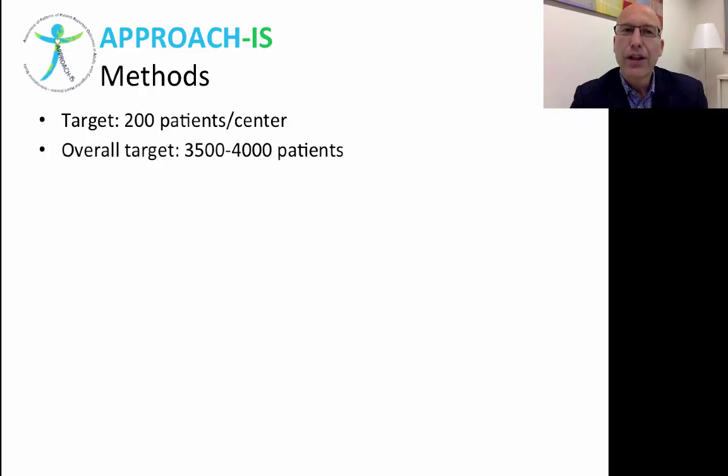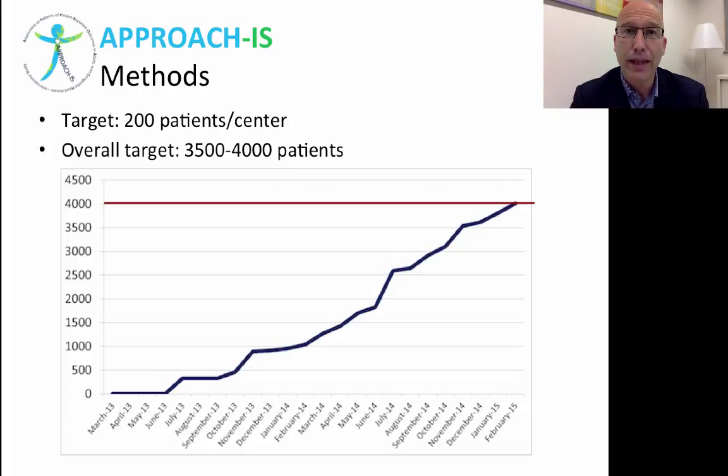The target was that we could recruit 200 patients in each participating center. But we knew from the beginning that this would be difficult for certain centers to reach that number of patients. And therefore, we said we have 24 centers participating in the study. So if we can have an overall target of 3,500 or 4,000 patients, then this project can be considered to be successful. And look what happened.